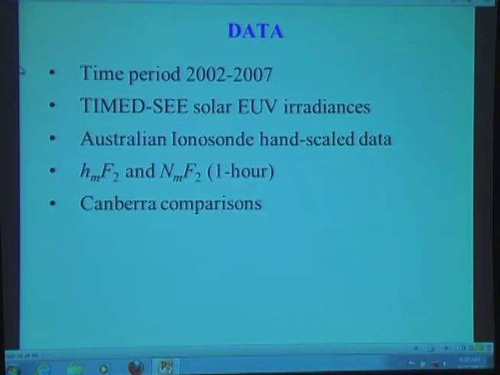The time period I'm looking at is 2002 to 2007, using the SEE solar irradiances from the model rather than actual data. It's going to be Australian ionosonde data, hmF2 and NmF2. These are 1 hour data, very, very well scaled, so they're very accurate.